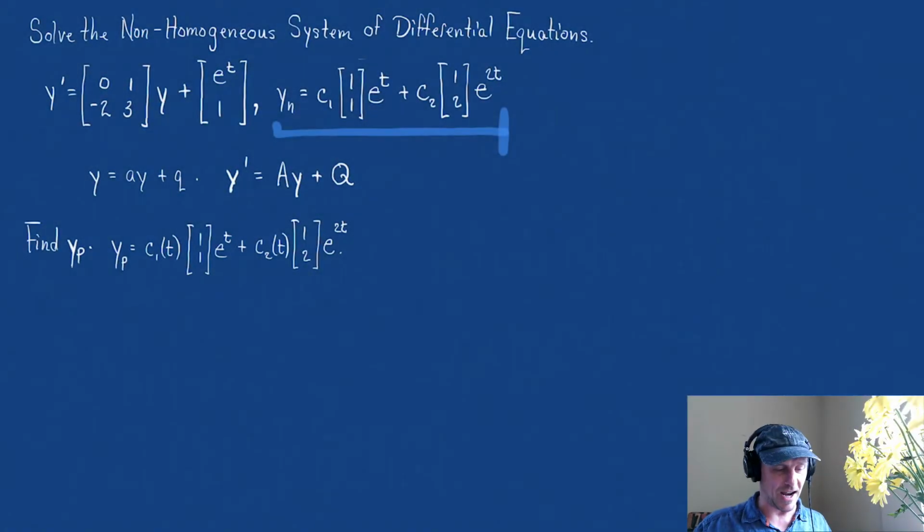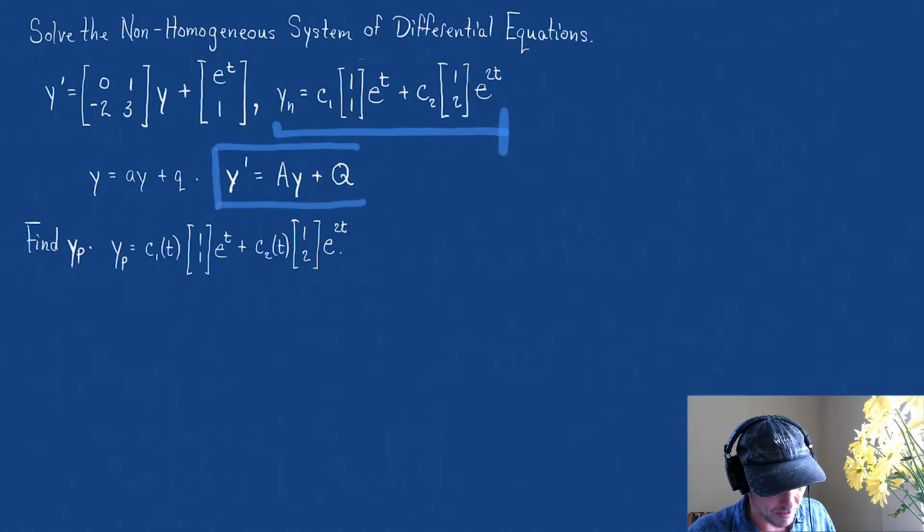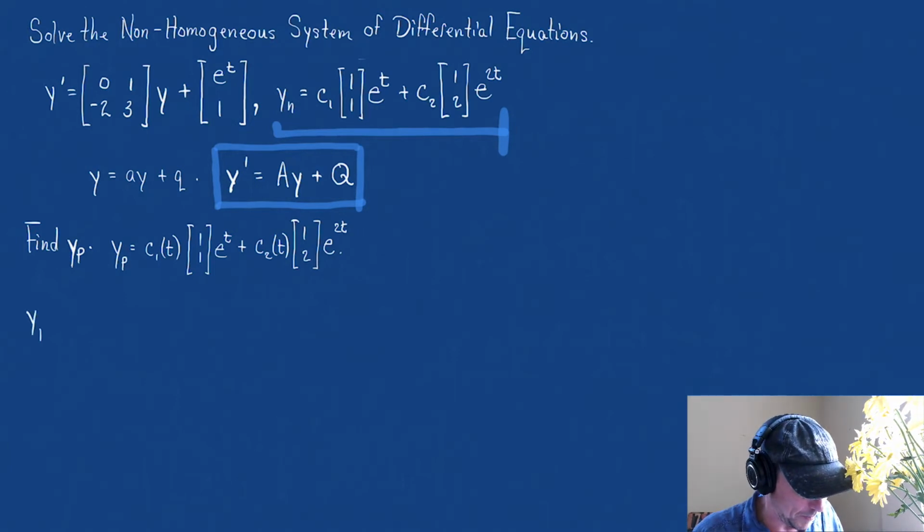Let's move to our next step. The next step is where we have to look at what we're solving. We're solving this problem right here: y prime equals ay plus q. So let's just substitute in our y particular and see what happens. First off, we need to calculate y particular prime.